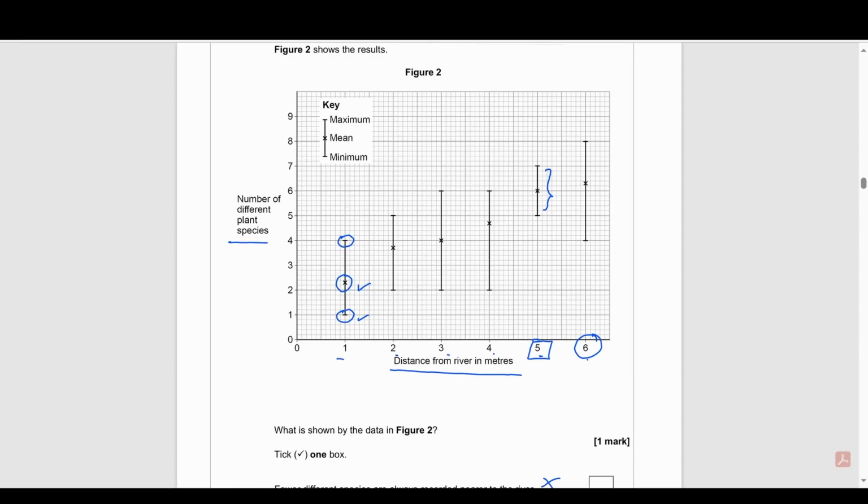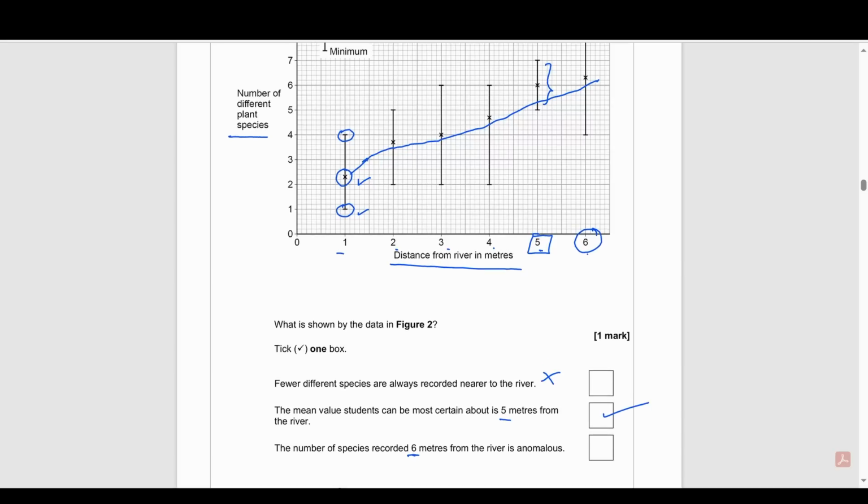Well, let's have a look at our pattern in terms of our mean then. We can see that there's a trend in that it's increasing. So for each distance from the river as it increases, the mean increases. So that does fit the pattern at number 6. So that's not correct. So we can definitely confirm that our second one is the right answer.